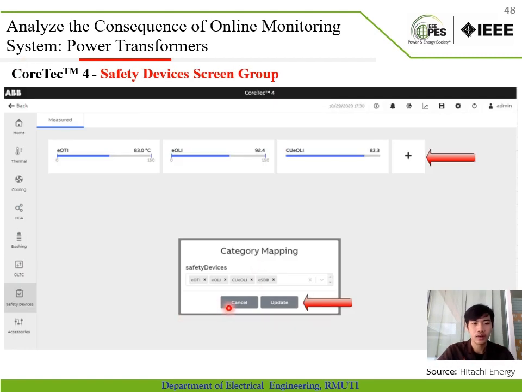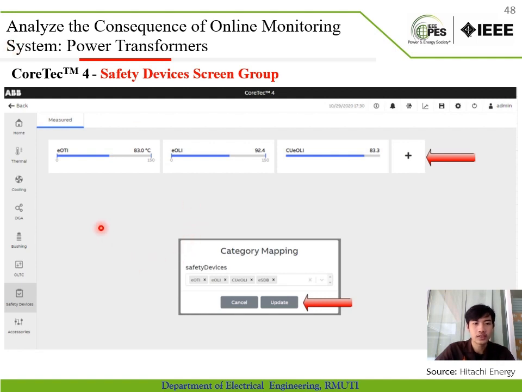On this safety device screen, it shows the value of the safety device. We can add more values by clicking the add symbol, category mapping, and update. It will show on the screen.